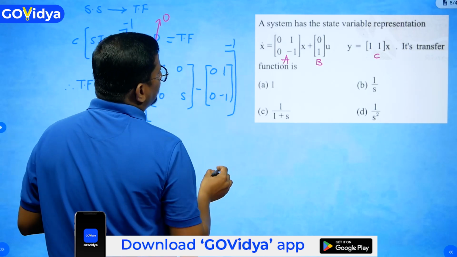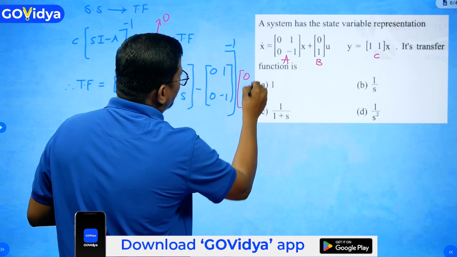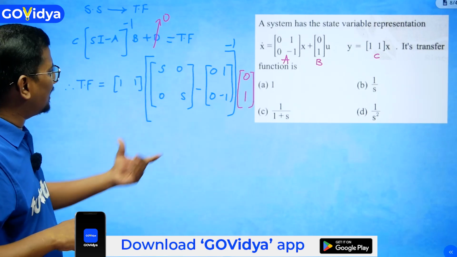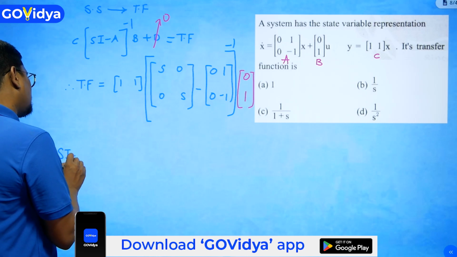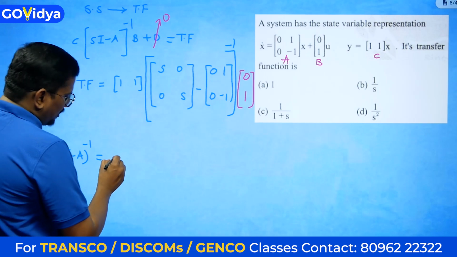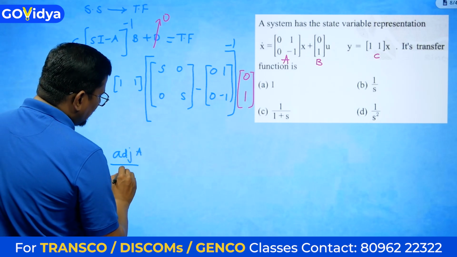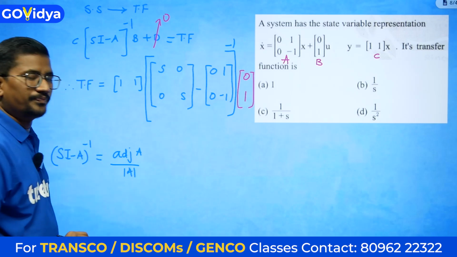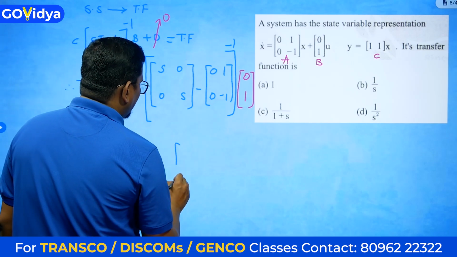Its inverse. And what is B? This is the B. We have to multiply everything. First let us calculate the inside one. So first let me calculate (sI minus A) whole inverse, which is nothing but adjoint of A by determinant of A. So can you tell me what is the adjoint of A?